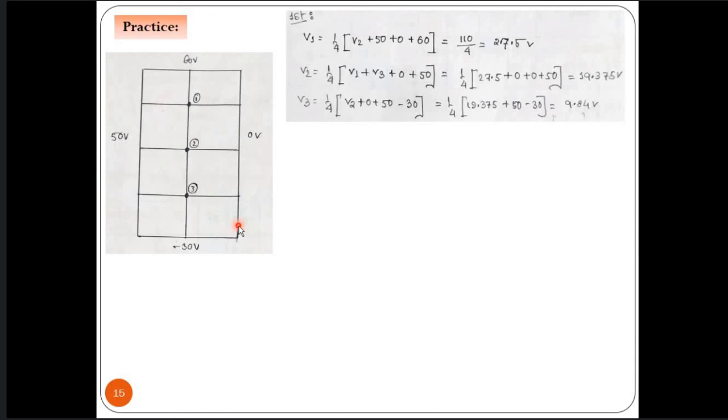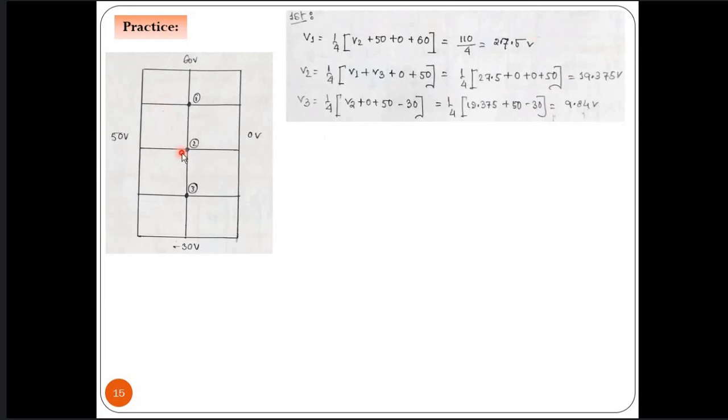Now, if you first apply the iteration method, there are 1, 2, 3 free nodes. So you have to write down the equation for V1. V1 will be equal to 1 by 4 V2, plus 1 by 4 V2, plus this fixed node 50, this fixed node 0, and this fixed node 60. So it is 50 plus 0 plus 60. It will be 27.5 volt.